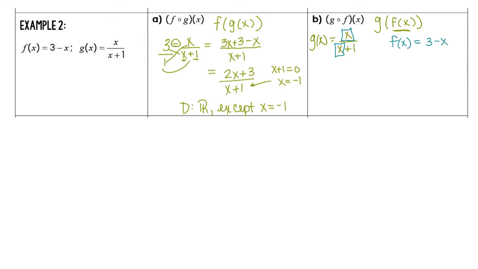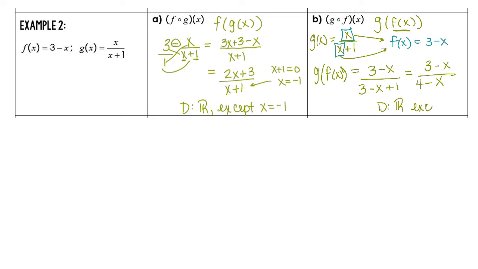So when we start looking at our composite, which is g of f of x, then in place of x, I'm going to put 3 minus x over, again in place of x, 3 minus x, and then plus 1. And now we can simplify that denominator. It looks like 4 minus x. And now we can talk about our domain. The domain here is going to be all reals except, and again, what's going to make that bottom 0? It looks like when x is 4.